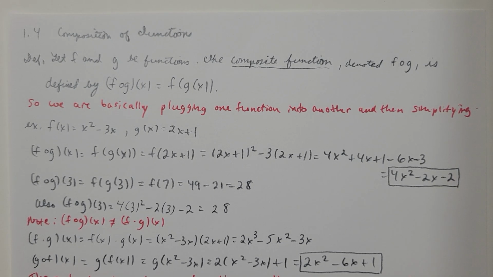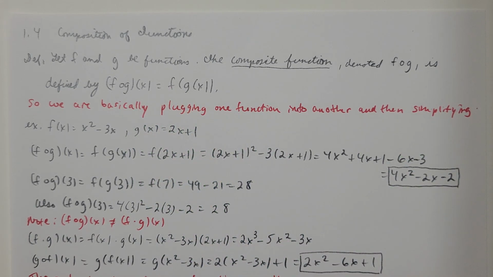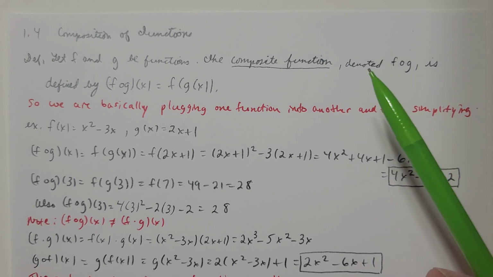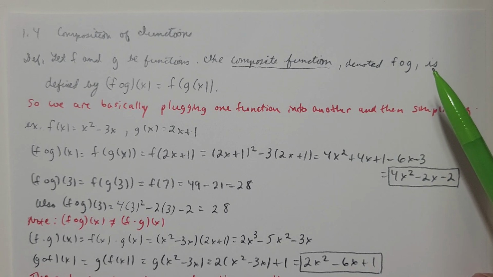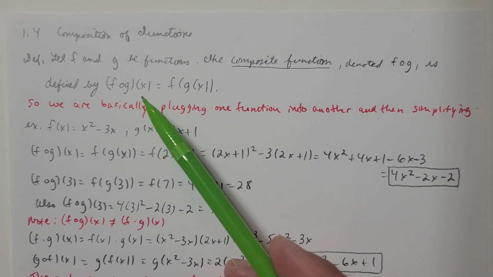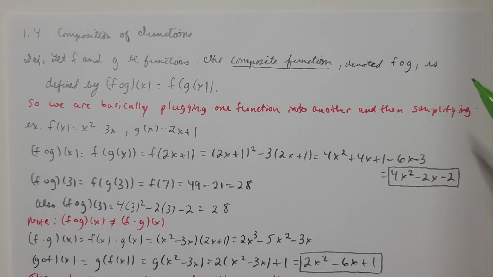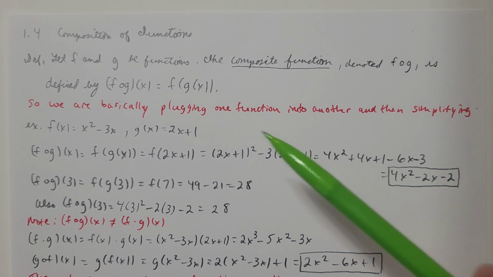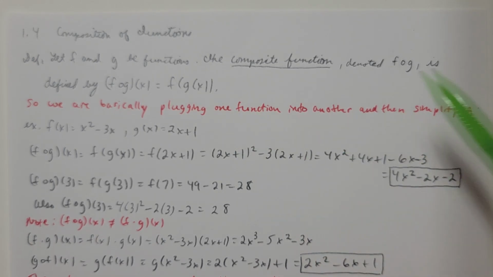All right, we'll begin section 1.4, which is called composition of functions. There's a definition there. It says, let f and g be functions. Then the composite function, which is denoted by this guy here, the way that we read that is f composed g, is defined by f composed g of x equals f of g of x. Okay? So you're basically plugging one function into another, and then you're going to simplify that.